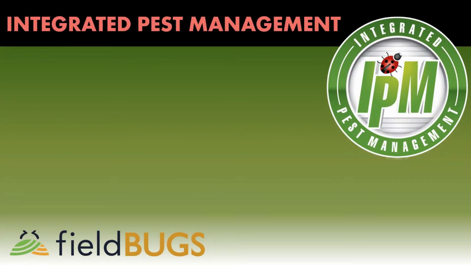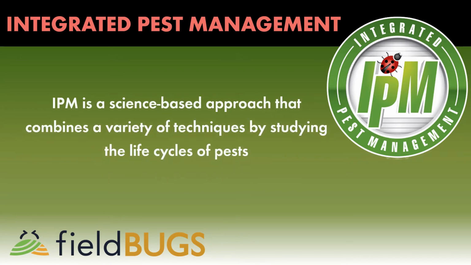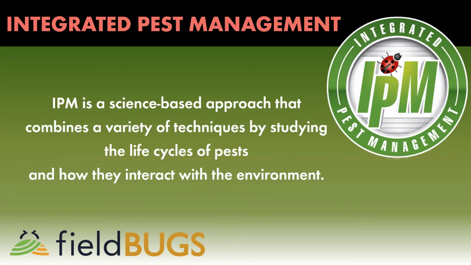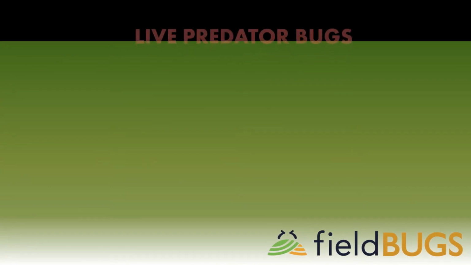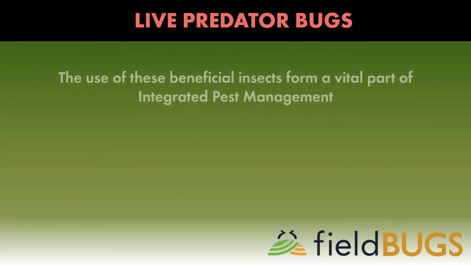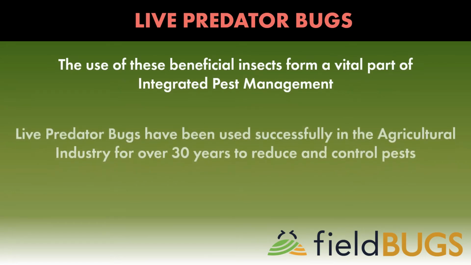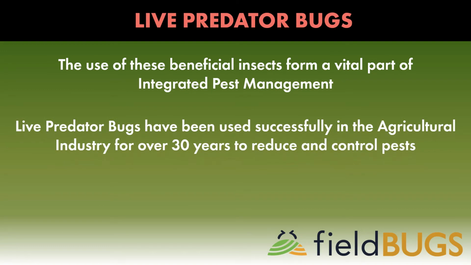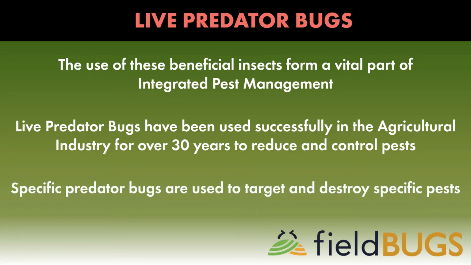Integrated pest management is a science-based approach that combines a variety of techniques by studying the life cycles of pests and how they interact with the environment. The use of these beneficial insects form a vital part of integrated pest management. Live predator bugs have been used successfully in the agricultural industry for over 30 years to reduce and control pests. Specific predator bugs are used to target and destroy specific pests.